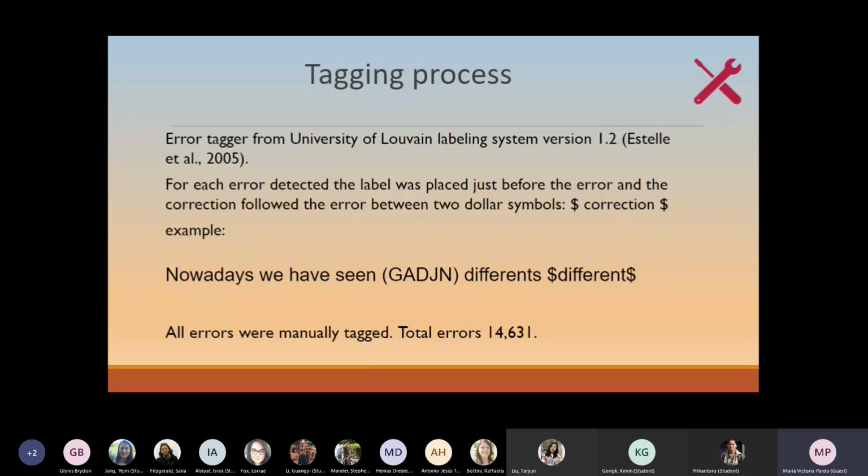So the tagger has the error categories, for example, in this case, the error category is grammar, and this is the type of error which is defined as ADJ, which is adjective, and is defined as a type of error in the number of the adjective. So you have to look for the right error in order to label it. In total, we labeled 14,631 errors in the corpus.